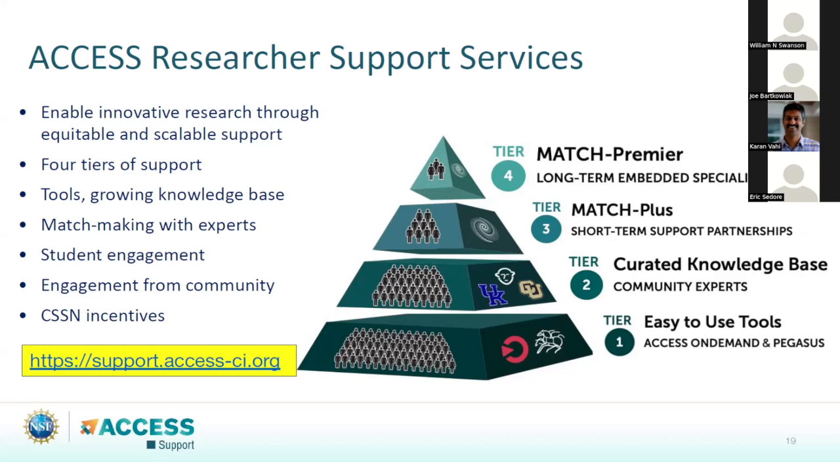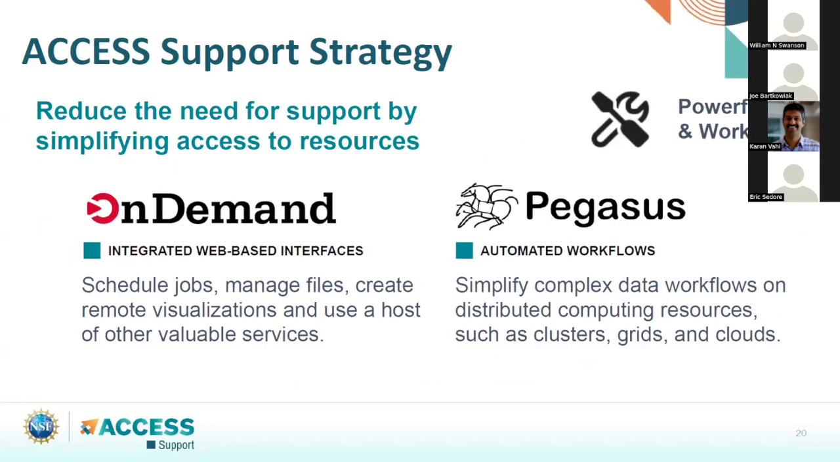And then if you need support, obviously there are other tiers here. Current knowledge base, this is documentation. This is kind of a Q&A system. There's a ticket system, obviously. And then if you need even more support up here, Match, Plus, and Premier, these are attached expertise to your project. It's basically allocatable people that you can get onto your allocation. But my focus is obviously down here, easy to use tools. And the 2 tools that we provide are Open On Demand and Pegasus.